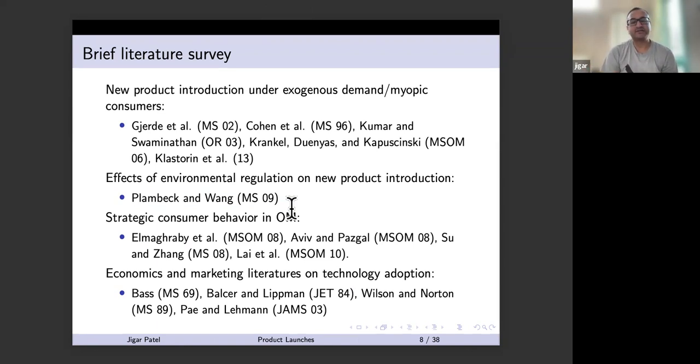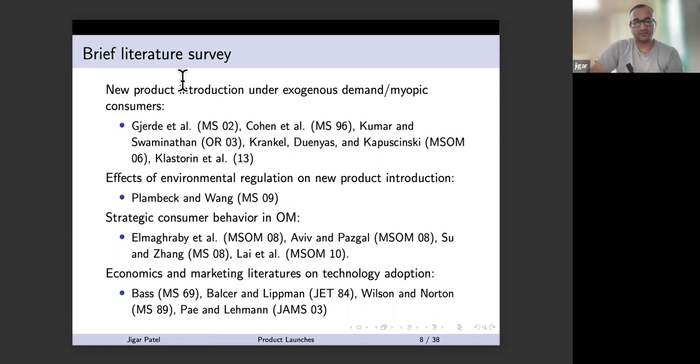Basically, in management science literature, there has been a lot of work on how you introduce new products. There are management science people who do this, some economics people, and marketing science people, and they focus on different aspects of it.